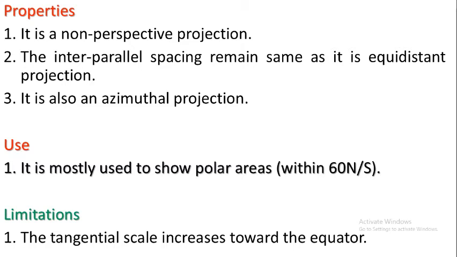Now, what are the properties of this projection? It is a non-perspective projection, obviously. The interparallel spacing remains the same as it is an equidistant projection. It is also an azimuthal projection. It is mostly used to show polar areas within 60 degrees north or south. It will give accurate results.